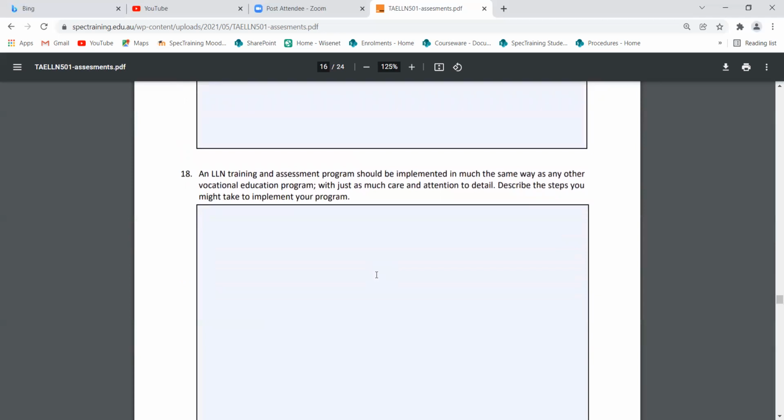18, an LN training assessment program should be implemented in much the same way as any other vocational education program, with just as much care and attention to detail. Describe the steps you might take to implement your program. So in this, we're kind of looking at, well, what are the factors that lead to a successful training program? Okay, so for me, I'm thinking consistent monitoring. I'm thinking good quality milestones.